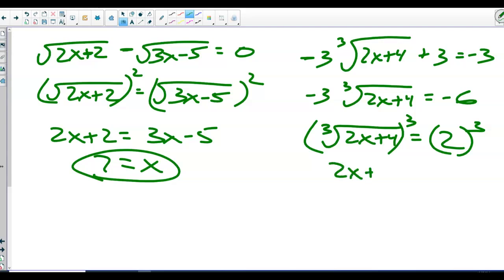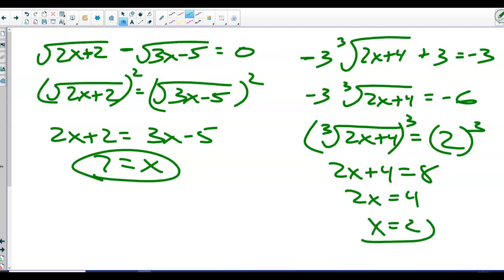So we get 2x plus 4 equals 8. Subtract the 4, we get 4. Divide by 2, and we get x equals 2. 2 times 2 is 4. 4 plus 4 is 8. Cube root of 8 is 2. 2 times negative 3 is negative 6. And negative 6 plus 3 is negative 3.